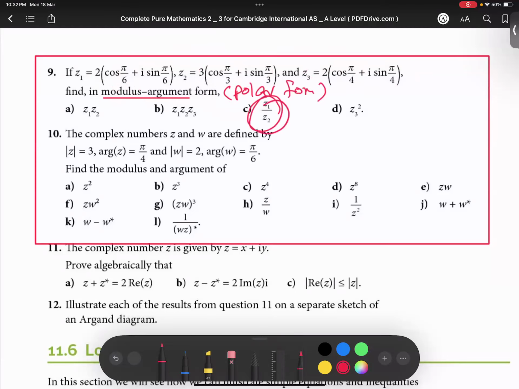And the division criteria, you know, the moduli simply divide, but the arguments subtract. And what about this square? Power 2 of the modulus directly, but for the argument, multiply the argument by 2. I think you got my point. So question numbers 9 and 10 are homework.